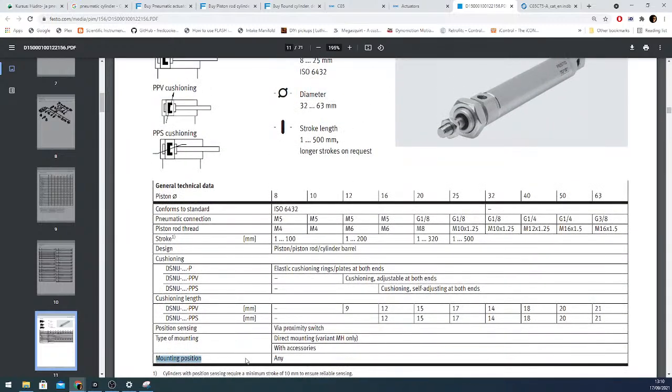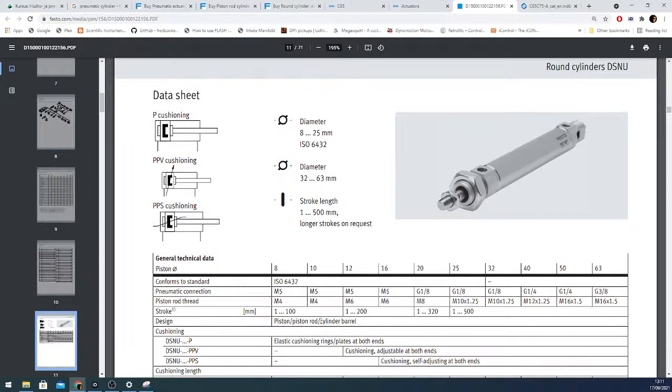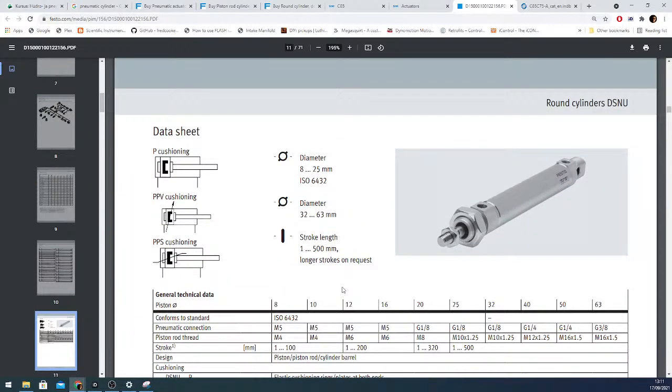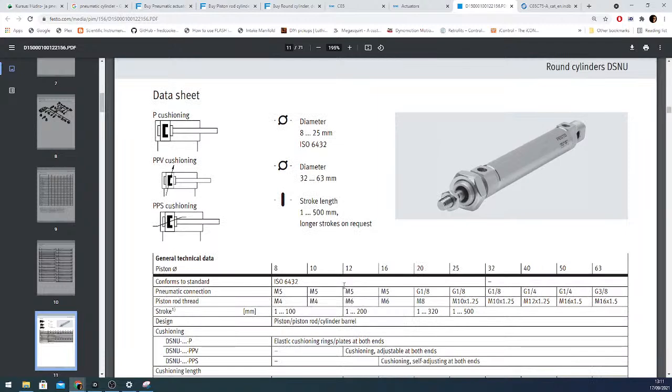Mounting position. Some cylinders may specify only vertical positions or only horizontal positions. This cylinder can be mounted in any position. Up, down, vertical, at an angle, whatever. Basically this cylinder doesn't care. Okay, so we have some idea what kind of parameters we can see for the cylinders if we're choosing one.